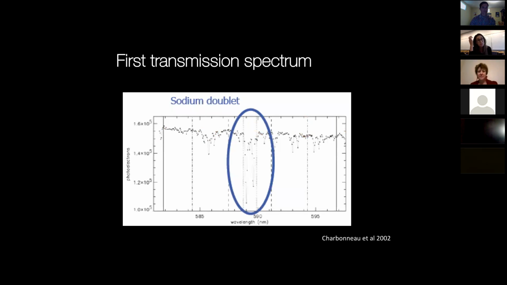The first transmission spectrum that we saw from an exoplanet was by Dave Charbonneau, and he's at Harvard. And he found this sodium doublet. So we're at 590 nanometers. This is visible light. If you're not immediately familiar with that wavelength, that's bright yellow in the visible spectrum, and that happens to just be the sodium doublet line. And so that was a very cool thing to see from an exoplanet, that it would actually have the color yellow in its atmosphere.